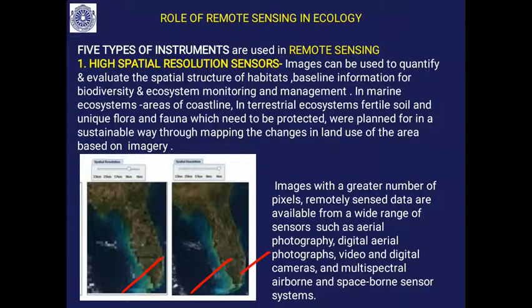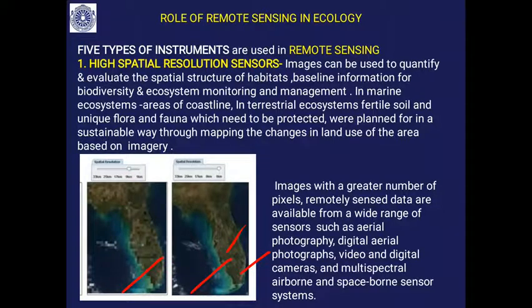These are used to quantify and evaluate the spatial structure of the habitats. You will see here the coastal region and the forest area. All these one can identify from this high spatial resolution sensor image. So the structure of the habitat, baseline information of biodiversity, and ecosystem monitoring and management can all be done using this remote sensing instrument, a high spatial resolution sensor.